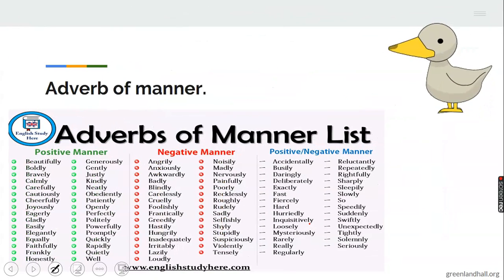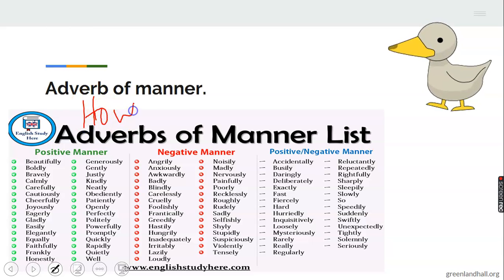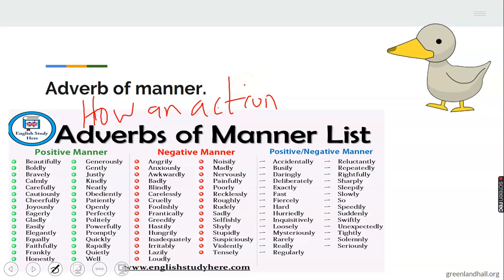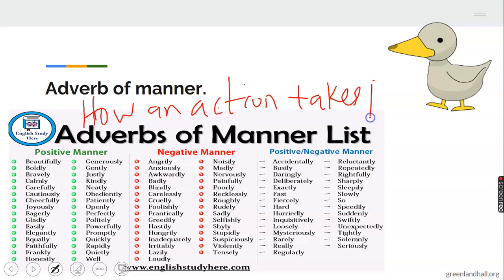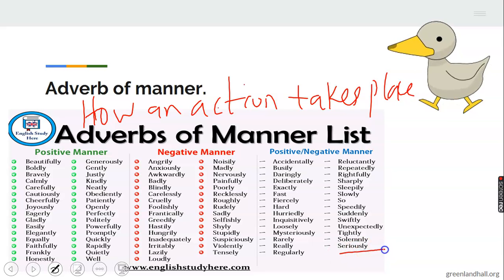You can see different kinds of examples I have there. Adverbs of manner tell us how an action takes place. How an action takes place. That's what adverb of manner does. Okay, you can see the examples I have below. Beautifully, boldly, bravely, calmly, carefully, cautiously, cheerfully, down to the last one, which is seriously.